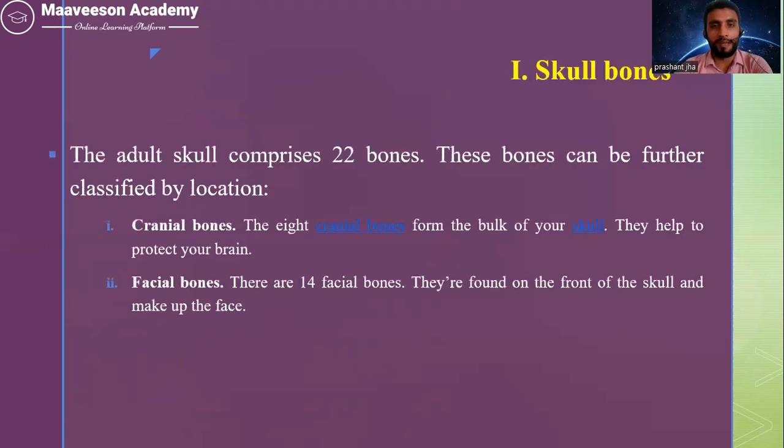First is the skull bone. We can further divide the skull bones into cranial bones as well as facial bones. A total of 22 bones are included in the skull, of which 8 are cranial bones and 14 are facial bones. Cranial bones basically help to protect the brain, while the facial bones are found on the front of the skull and make up the face.